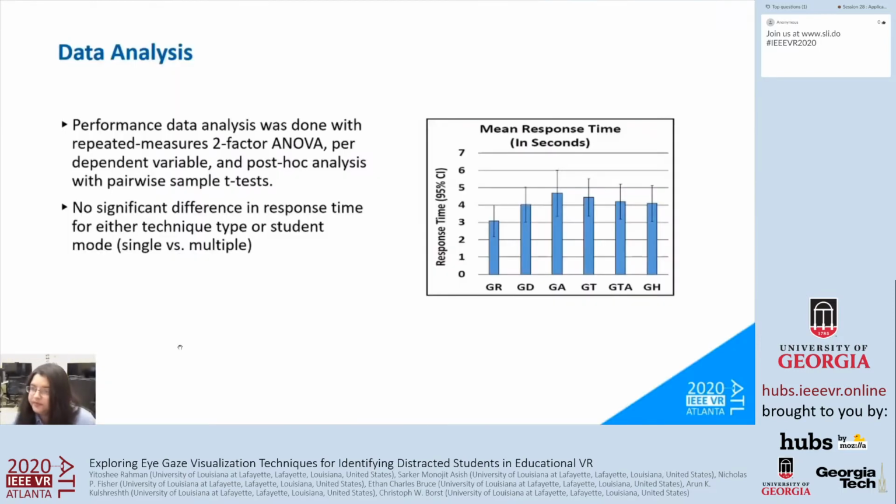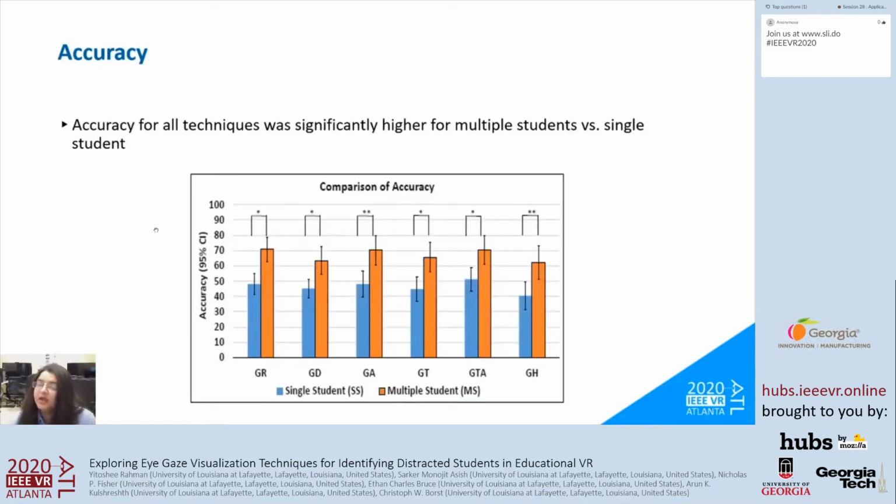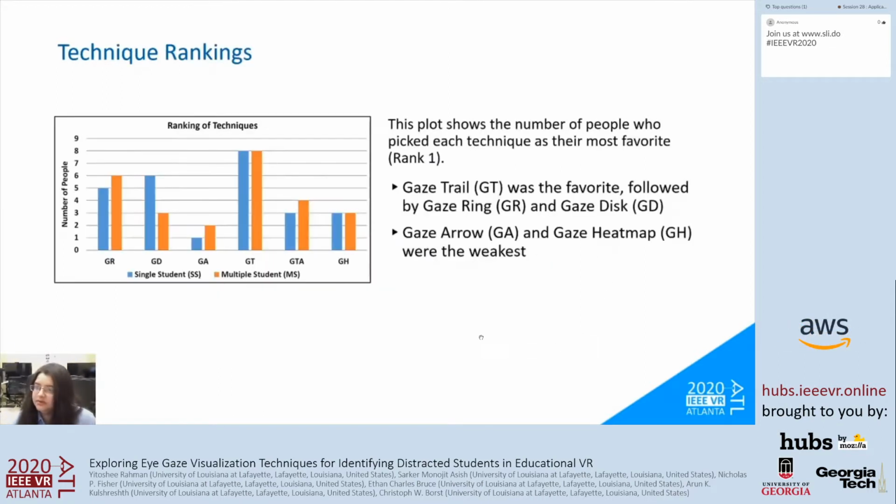Results and analysis. Performance data analysis was done with a repeated measures 2-factor ANOVA, with response time and accuracy as dependent variables, and post-hoc analysis with pairwise t-tests. As you can see in the image here, there wasn't any significant difference in response time for either technique type or student mode. However, accuracy for all techniques was significantly higher for multiple students versus single students.